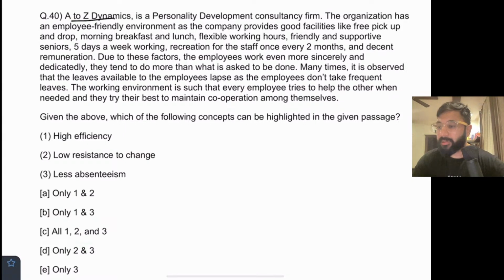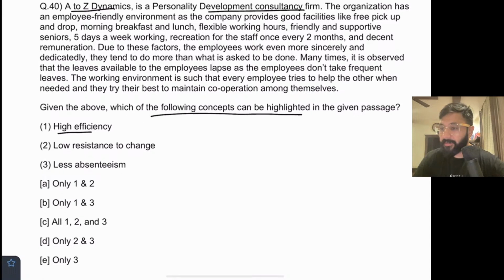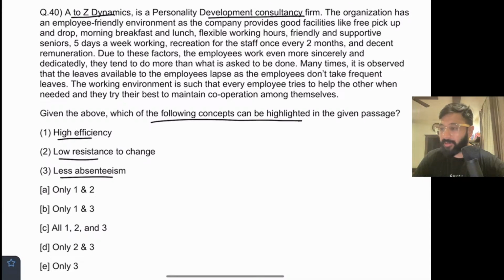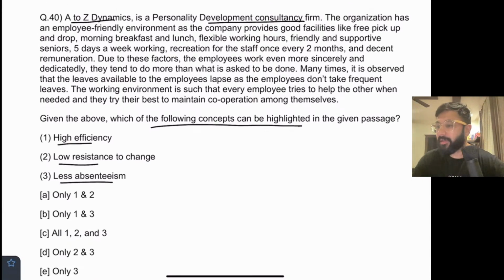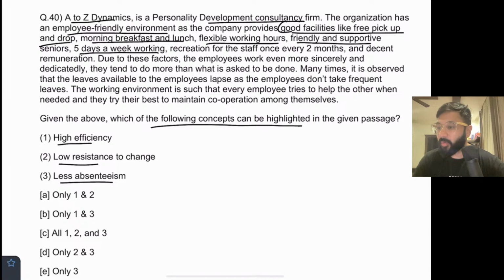Question number 40. A to Z Dynamics, a personality development consulting firm है ये एक. Question देख लेते हैं पहले. Which of the following concepts are highlighted in the given passage? High efficiency, low resistance and less absenteeism. अब देखते हैं क्वेश्चन क्या है. Employee friendly environment है as the company provides good facilities like free pickup and drop, morning breakfast and lunch, flexible working hours, friendly and supportive seniors, 5 days a week working, recreation for the staff once every 2 months and decent remuneration. एम्प्लॉयज़ इसकी वजह से ज़्यादा अच्छे से काम करते हैं.